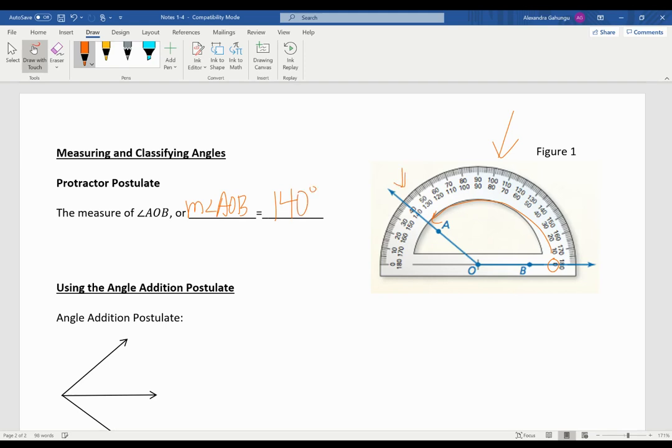Or I could read it the other way. I noticed that this is 40 degrees and then to 180, and I can subtract. So 180 minus 40 also gives me 140. So you can read it in either direction for the protractors. And we can classify this as an obtuse angle.